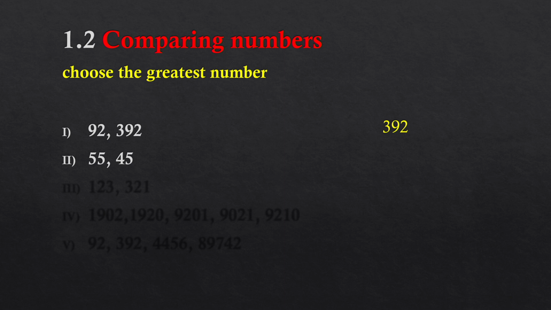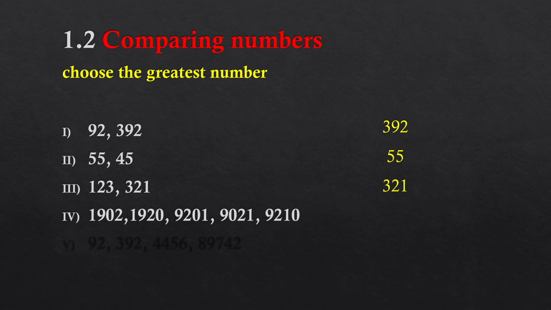Next, 55 and 45. Among these two numbers, you can easily identify, no? Yes, 55 is the greatest number among these two numbers. Yes, our interesting numbers are coming, 123 and 321. Among these two numbers, yes, 321 is the greatest number. Okay, I will give you another set of numbers.